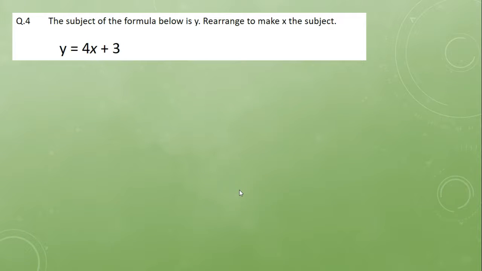Right, this was question 4. The subject of the formula below is y, rearrange to make x the subject. So we have y equals 4x plus 3. So we've got y on its own at the moment, y is the subject. We need to try and get x on its own.